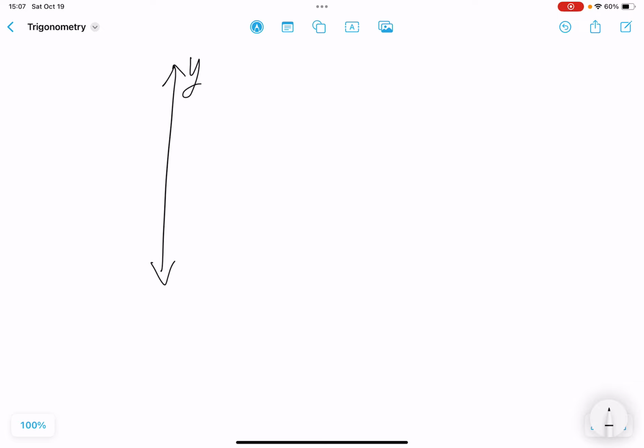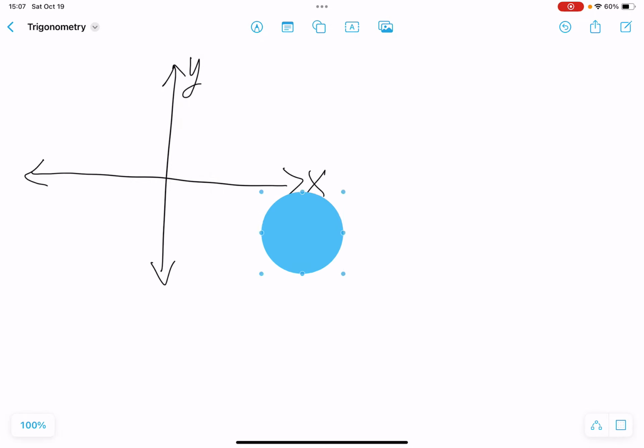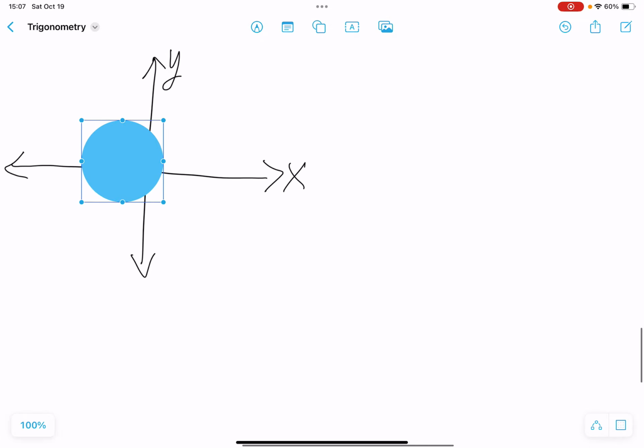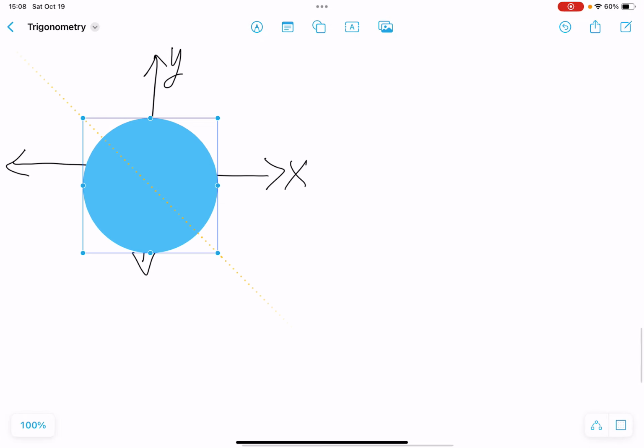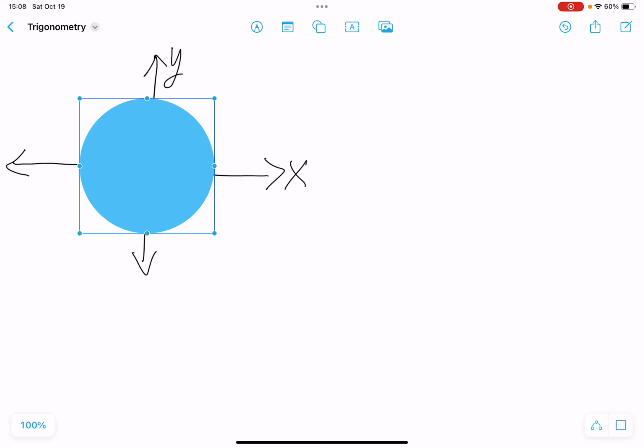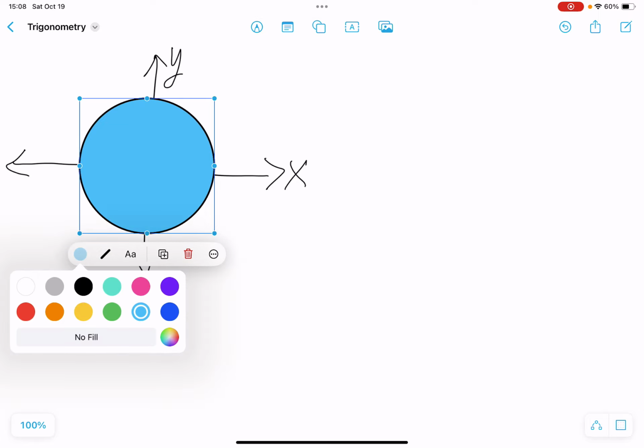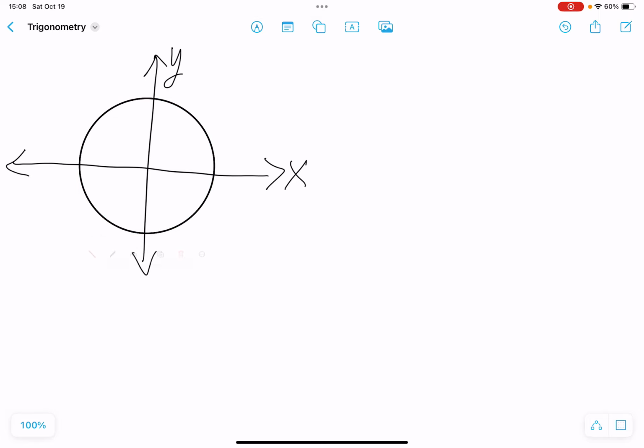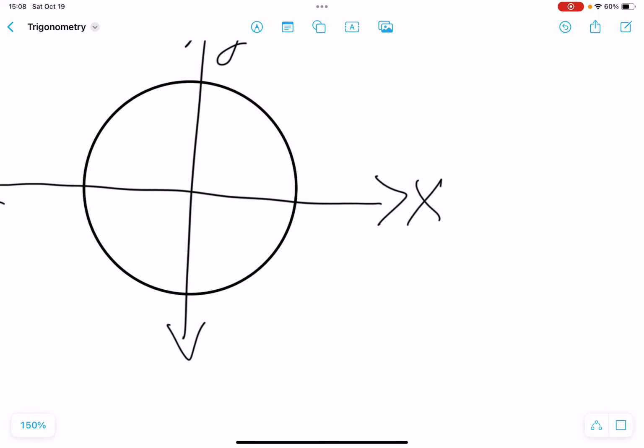So this is the y-axis, and then let me draw the x-axis. This is the x-axis, and let me just make a circle. And I'll remove the fill for it so that it's see-through and we can draw. So let's just zoom in on this.